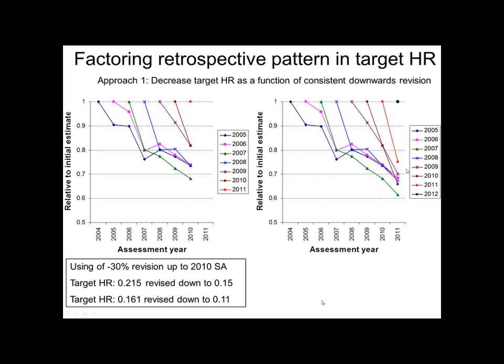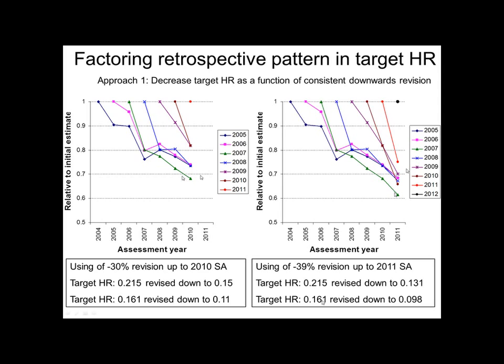Using this year's results, we thought it was 30% last year. This year it is 39% lower than the original estimate, and if you adjust the target harvest rates down by the same amount, you get those values. It's important to note that this is not a modification of the target harvest rates, but an adjustment so that we actually get closer to achieving those target harvest rates, because applying those harvest rates has led to something larger than intended. So that's the first approach.